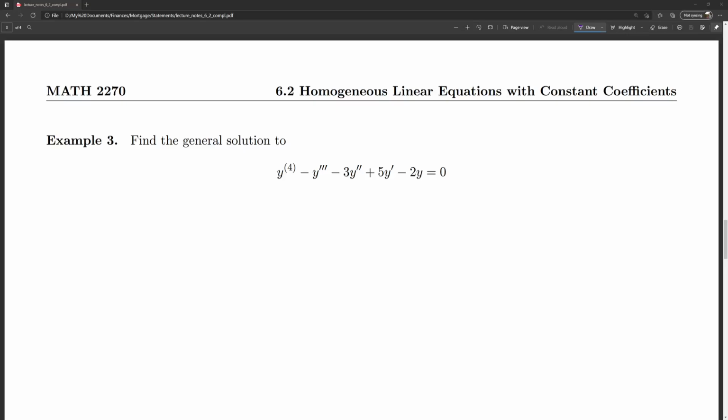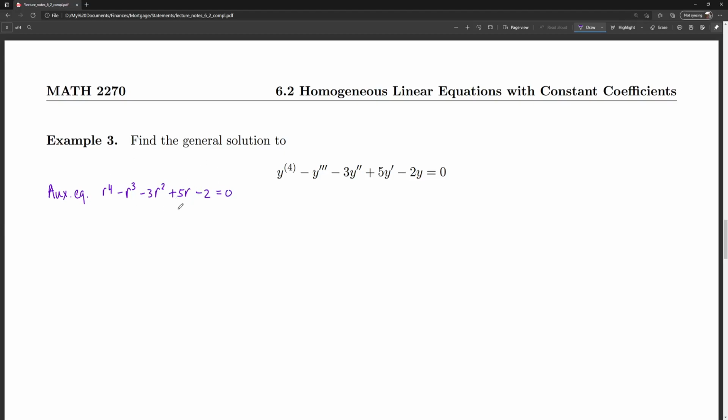Let's find the general solution to the fourth derivative of y minus y triple prime minus 3y double prime plus 5y prime minus 2y equals 0. So the auxiliary equation in this case is given by r to the power 4 minus r cubed minus 3r squared plus 5r minus 2 equals 0.